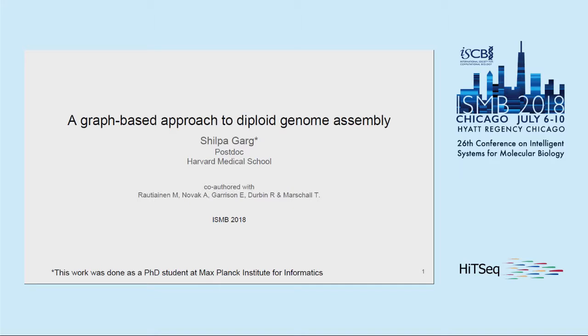Harvard Medical School, and today I'm going to talk about a graph-based approach to diploid genome assembly. This work was done as a PhD student at the Max Planck Institute.